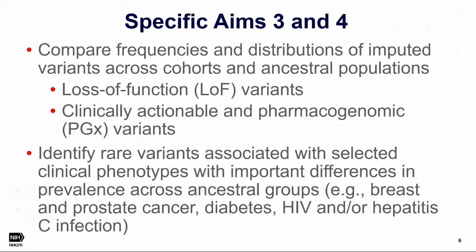The fourth and last aim is to identify effects of rare genetic variants on disease or clinical phenotypes. For the pilot study, we propose to include breast cancer, prostate cancer, diabetes, HIV infection, and hepatitis B or C infection, given the significantly different distributions of those diseases across ancestral populations in different countries.